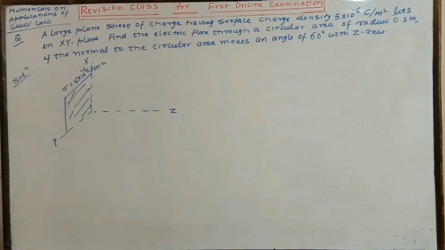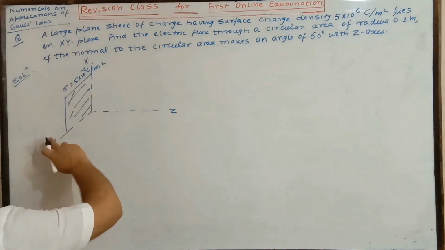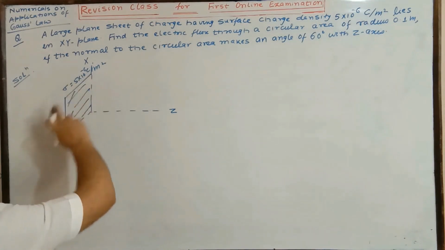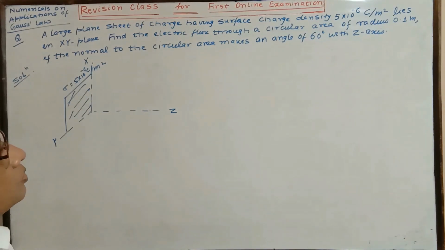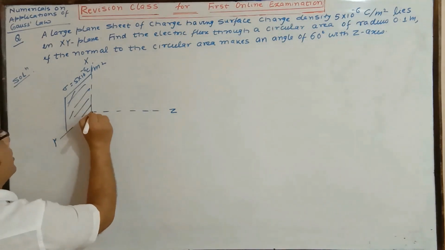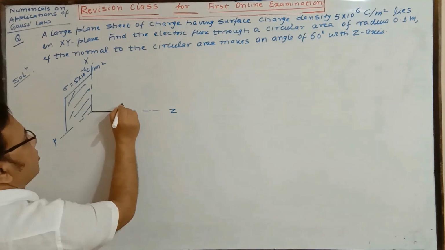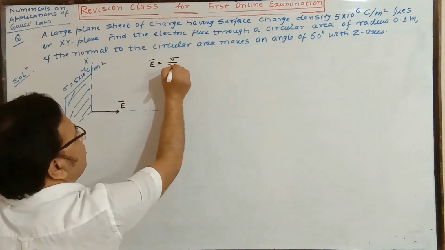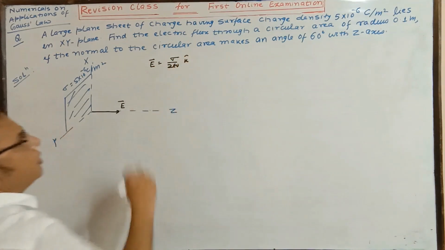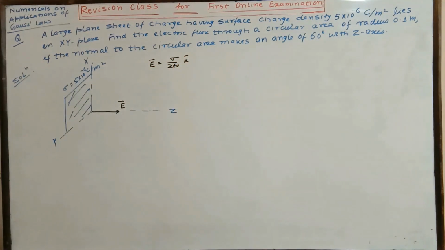A large plane sheet of charge having surface charge density 5 into 10 to the power minus 6 coulomb per meter square lies in the xy plane, as shown there. Find the electric flux through a circular area of radius 0.1 meter. So due to this, the electric field is in this direction, that is along the z axis. So E is equal to sigma by 2 epsilon naught k cap. And you have to find the flux through a circular area of radius 0.1 meter.